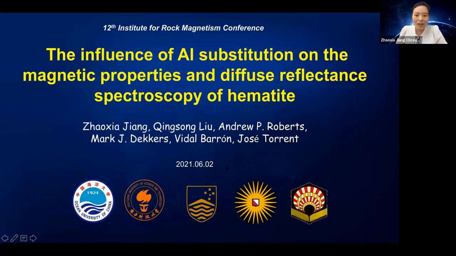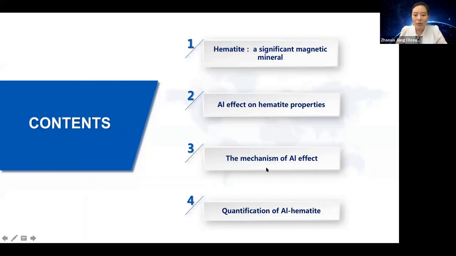Hello. It's my pleasure to give a talk here. Thanks, Andrew and Max, for your invitation. Today, my talk is about the influence of aluminum substitution on the magnetic properties and the diffuse reflectance spectroscopy of hematite. This is a summary of my previous studies. Today, my talk will include these four parts.